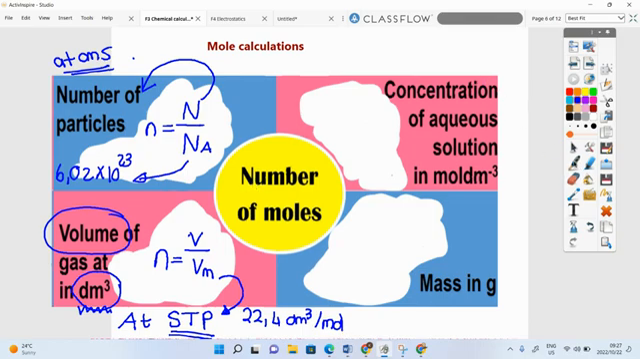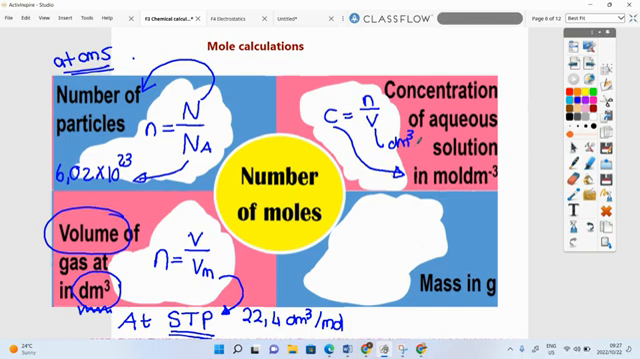Then if they give us concentration, C equals n over V. Nice. But you must remember that they need to give you two pieces of information here. They need to give you the concentration in moles per cubic decimeters, but they also need to give you the volume in decimeters cubed. So if you see that you've got two pieces of information for one thing, it also guides you to this equation.